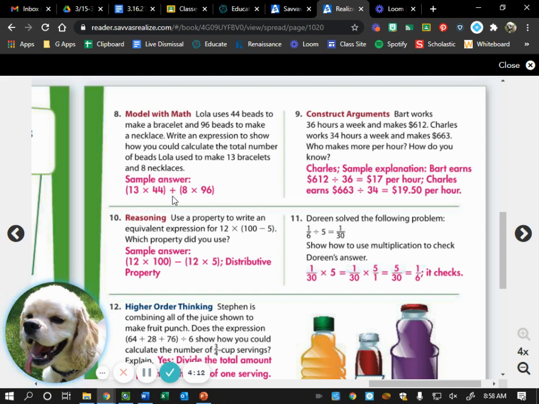Richie? So for that one, I just did 44 times 13, and it was 96 times 8. Yep, so with multiplication, you can flip the numbers around. That's okay. Multiplication and addition, you can flip the numbers around. Subtraction and division, you cannot.